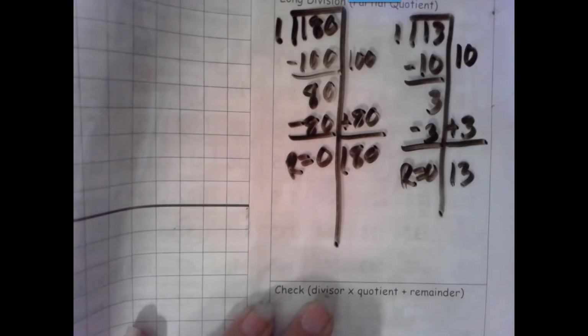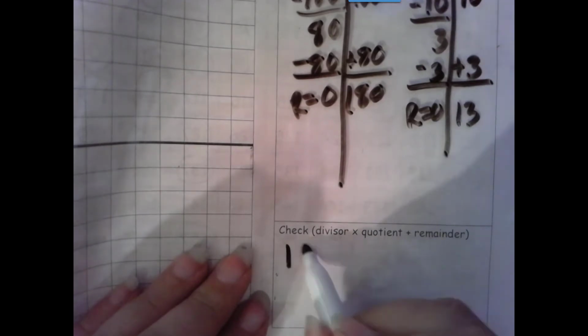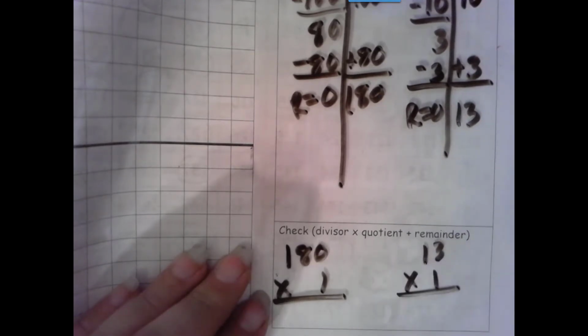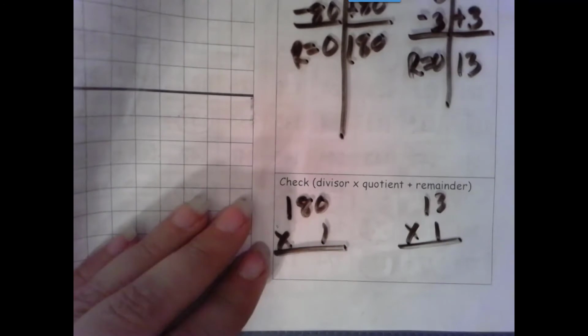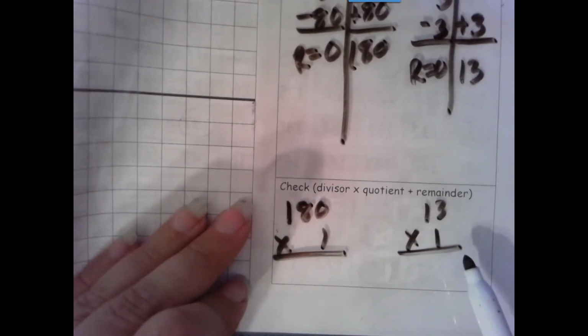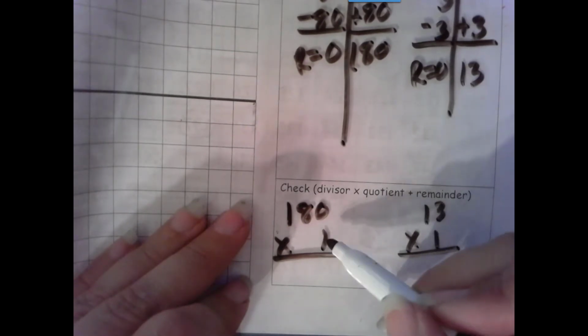Now we need to check with our inverse operation. Divisor times quotient plus remainder. Divisor times quotient plus remainder. Since our remainder is 0 for both, and the identity property of addition says when you add 0 it stays the same, I don't even need to add 0. And then here I end up with the identity property of multiplication that says when you multiply by 1 it stays the same.